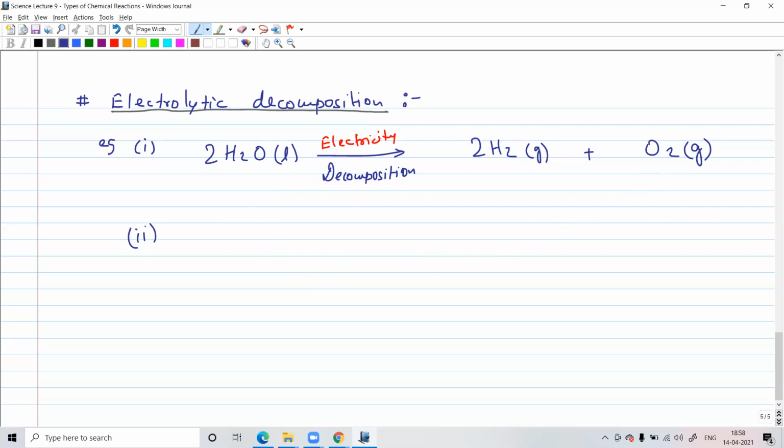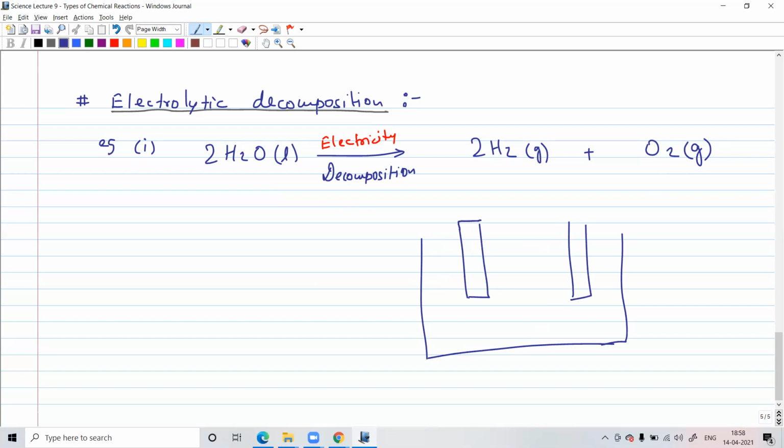Okay, so how is this electrolytic decomposition happening? Let me give you some idea about it. How do you prepare a setup? Whenever you want to decompose something with electricity, you take a beaker like this and you will have a battery connected to that.